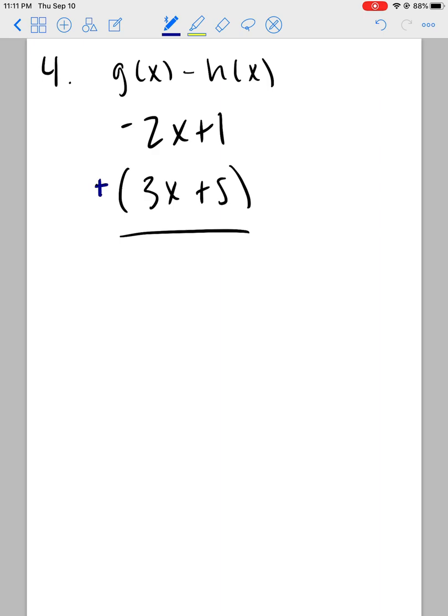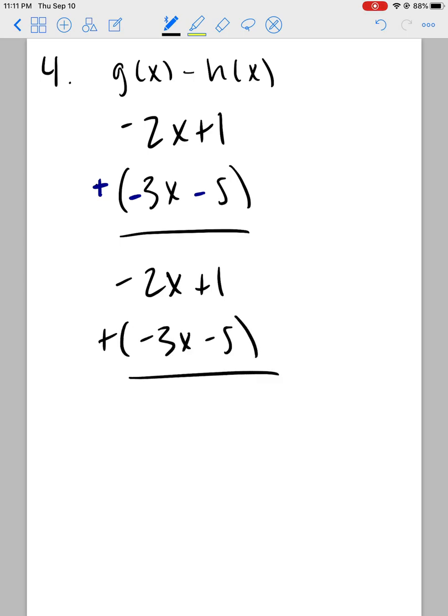So I'll always turn this one into a positive. We can flip this one, turn it to a negative, and we can also turn this positive into a negative, and I think that's just much easier to look at. So again, I'm just going to rewrite that for you guys. So negative 2x plus 1 is plus negative 3x minus 5. So now we can just add straight up and down like we did in the previous one.